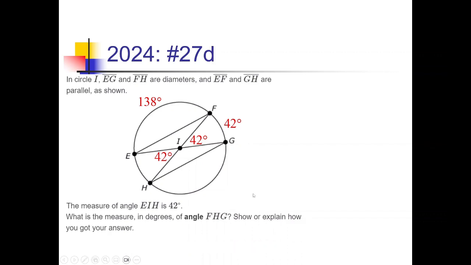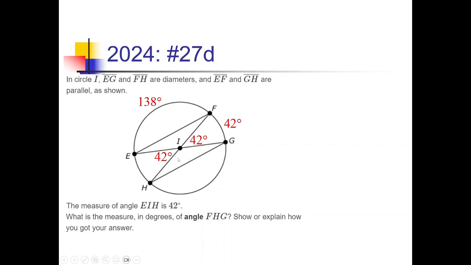For the final part of this question, they want the measure of angle FHG. So FHG, it's this little angle in here. We need to figure that out. Many ways to do this. Probably the most straightforward based on the information we already have. Since this is an inscribed angle, we know that the arc that it intercepts over here is going to be twice whatever this angle is.